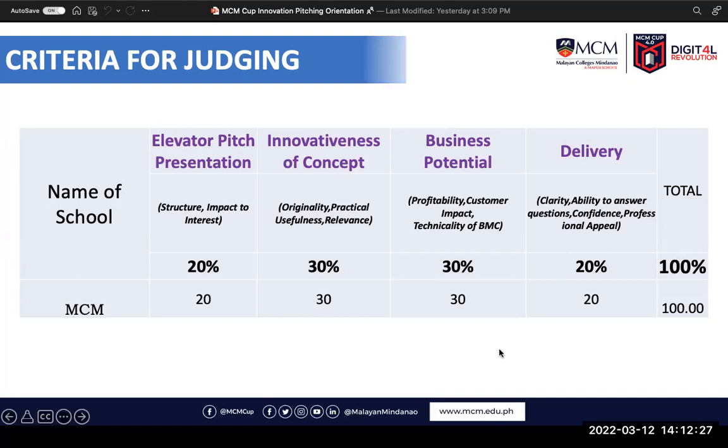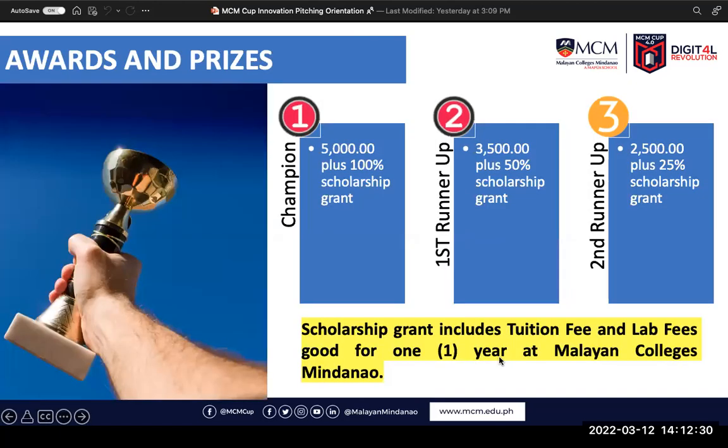Okay, so now we'll have the awards and prizes. The champion will be receiving 5,000 plus 100% scholarship grant, for all of the members. And then we have also first runner-up, so 3,500 plus 50% scholarship grant. And the second runner-up will be 2,500 plus 25% scholarship grant. So scholarship grant includes the tuition fee and lab fees, and that's good for 1 year at MCM.